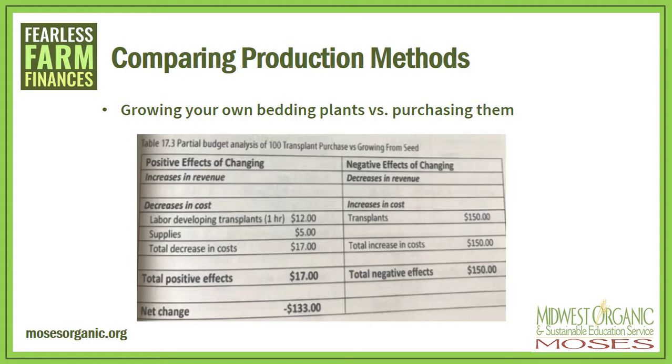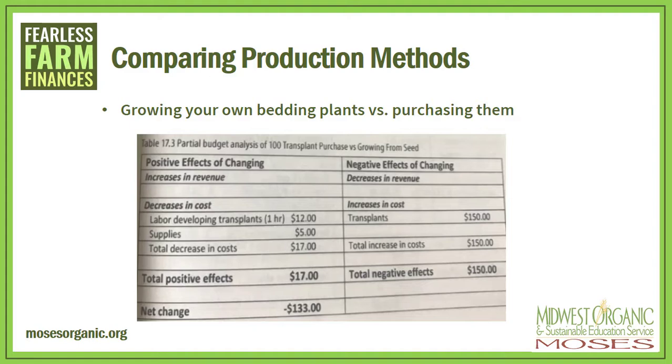Another way you might use a partial budget is comparing production methods. So this is a 3rd example of how you could use partial budgets in helping you make decisions when you're comparing 2 different types of production methods. In this particular example in front of you, you're going to compare growing your own bedding plant transplants to purchasing them from someone else.